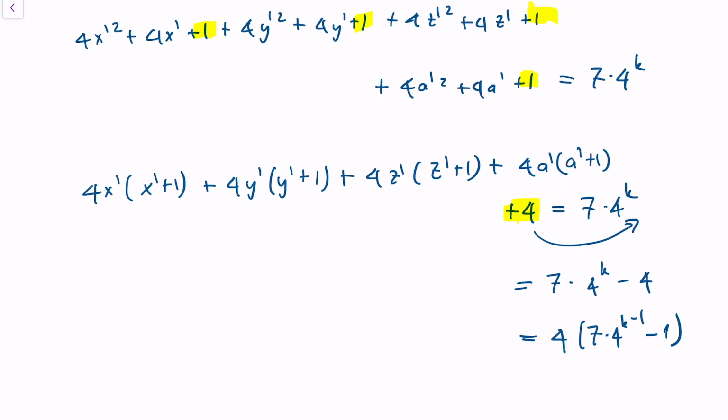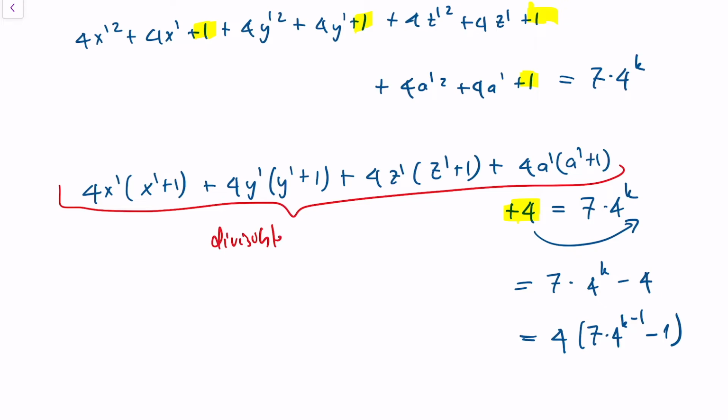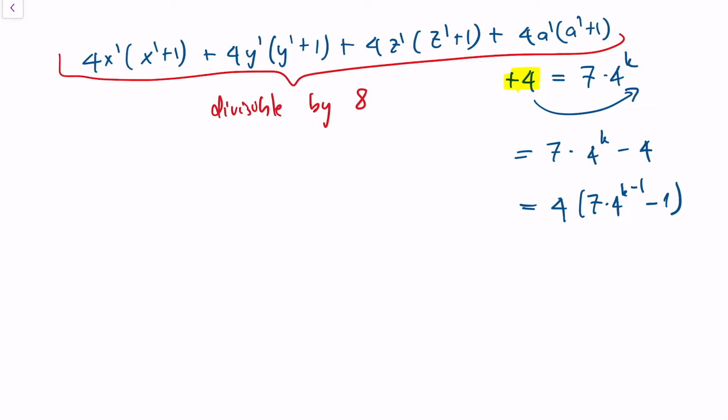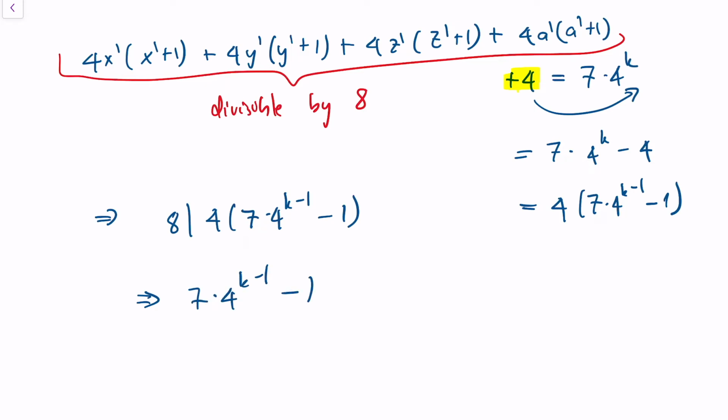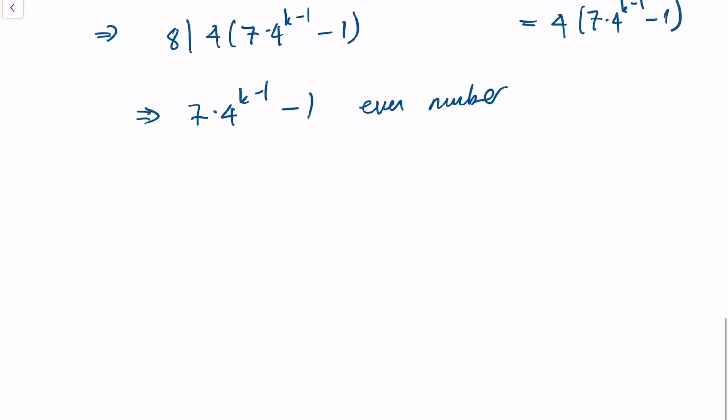Now, one thing to observe here is that the left-hand side of this equation is divisible by 8. Using the fact that the right-hand side is equal to the left-hand side, we must have 8 dividing 4 times 7 times 4 to the k minus 1. For this to be true, we must have 7 times 4 to the k minus 1 be an even number. But for what value of k can this number be even? The only possibility is that k is equal to 1.